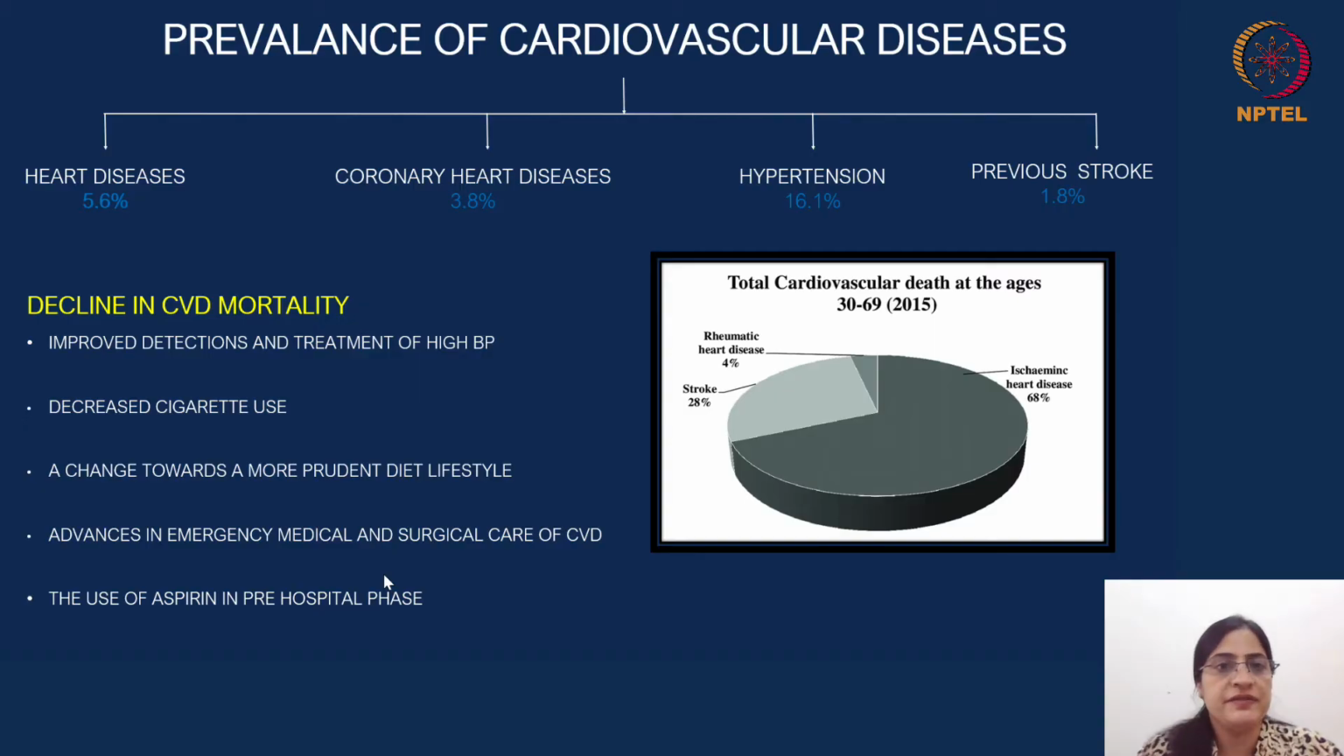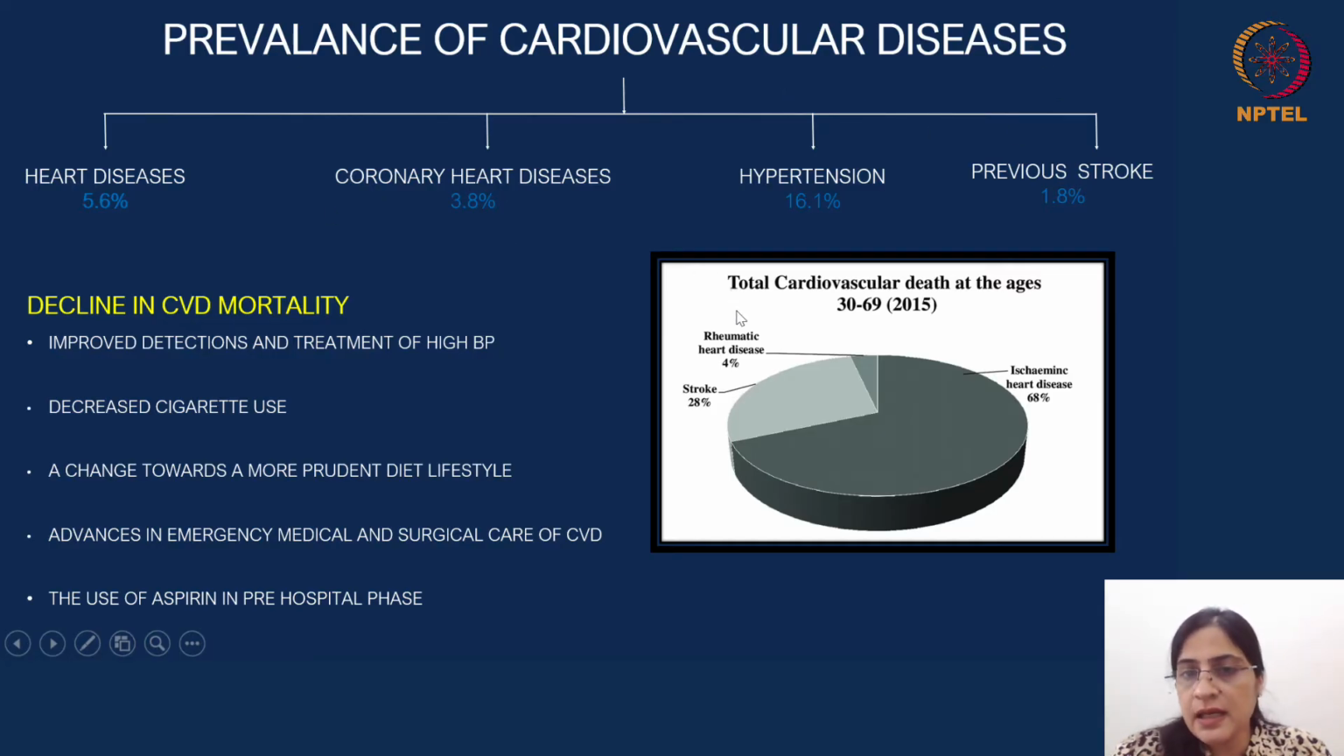Now, after the differential diagnosis of chest pain, let's discuss the prevalence of ischemic heart diseases. Ischemic heart diseases are also known by the term coronary heart disease or coronary artery diseases. Now, these constitute 3.8% of cardiovascular diseases. This is the figure in Asia.